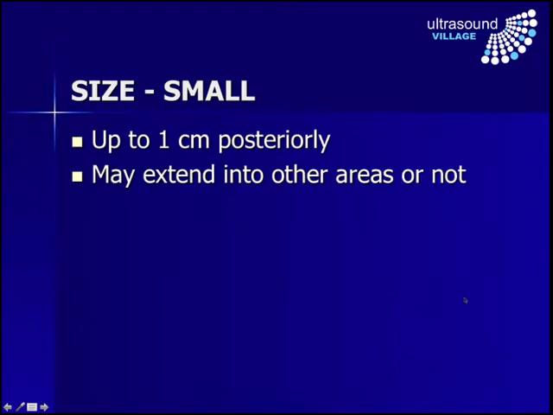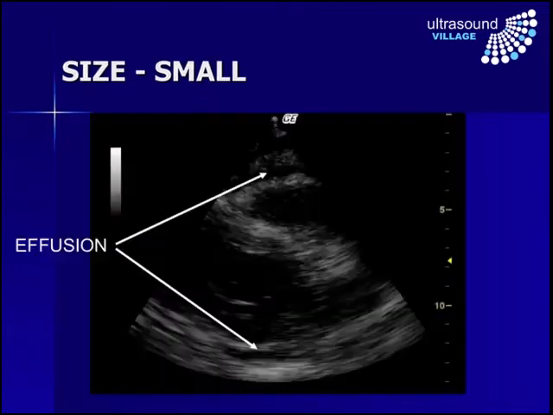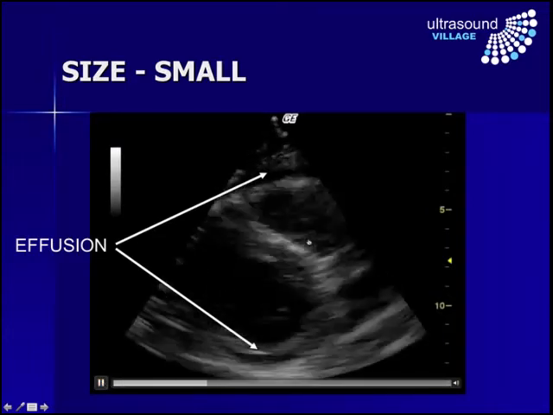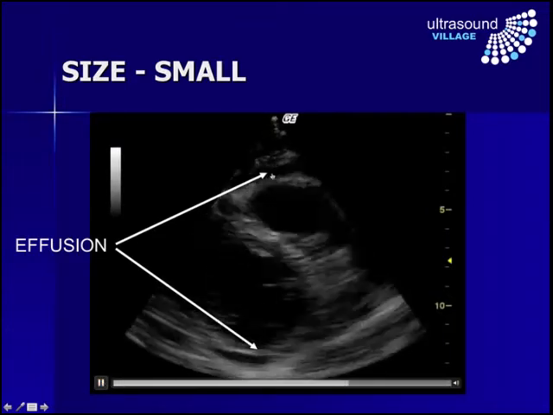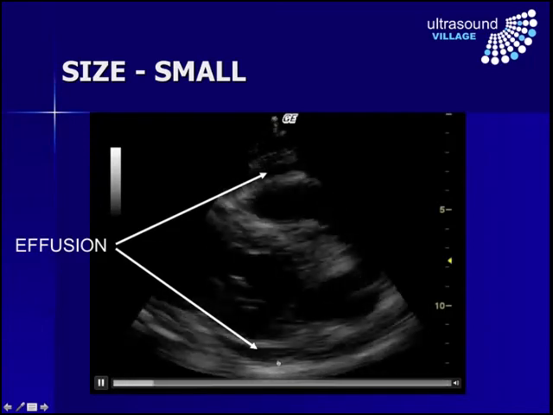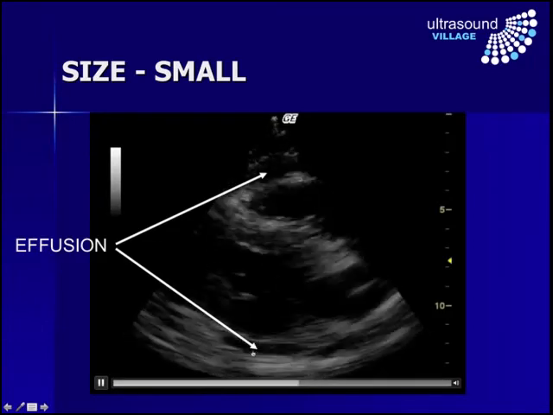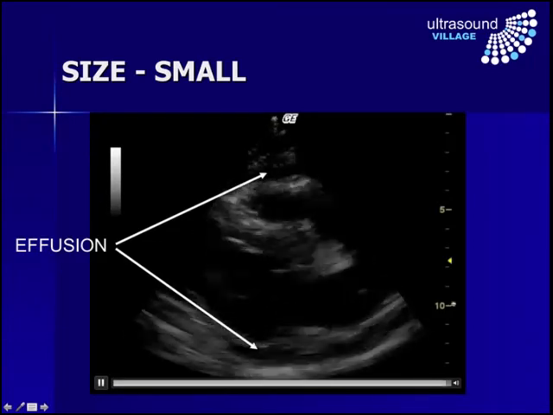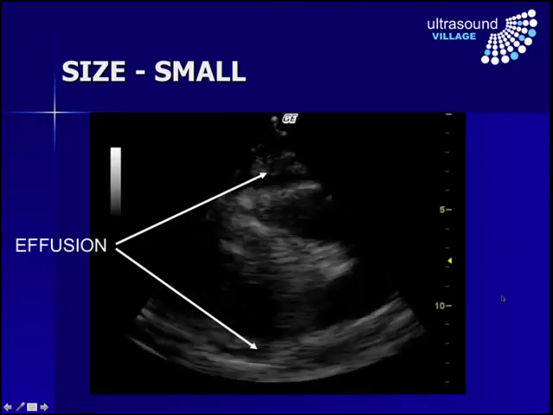A small effusion is defined as being up to 1 centimetre posteriorly. It may extend into other areas or it may not. Here's an example. Here we have the beating heart. We see the echolucent space coming here and a little bit behind. It's less than 1 centimetre all the way around. This is a small effusion.